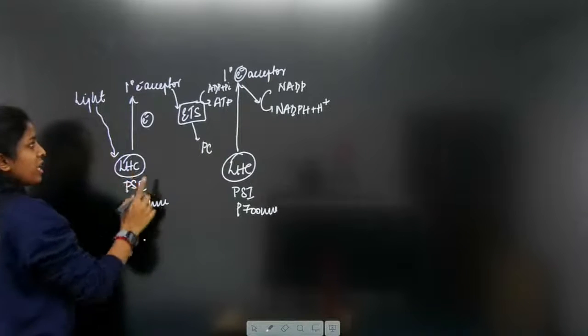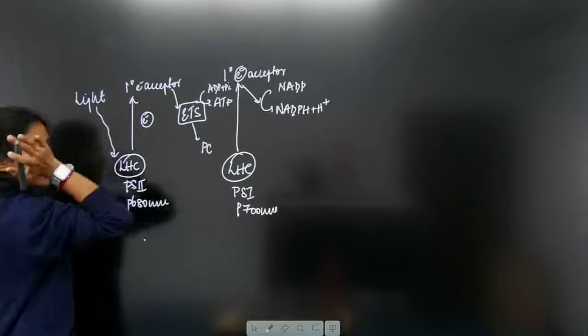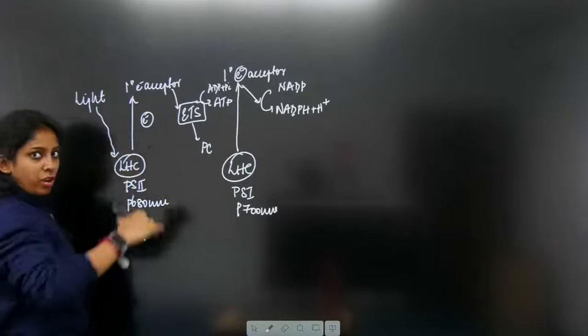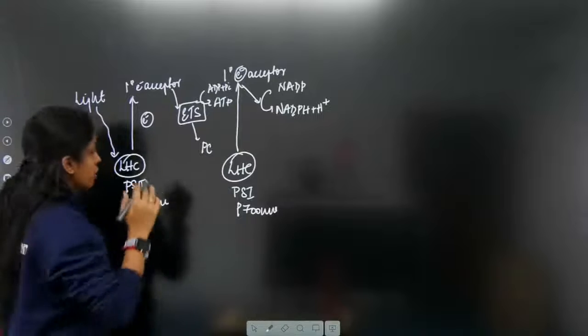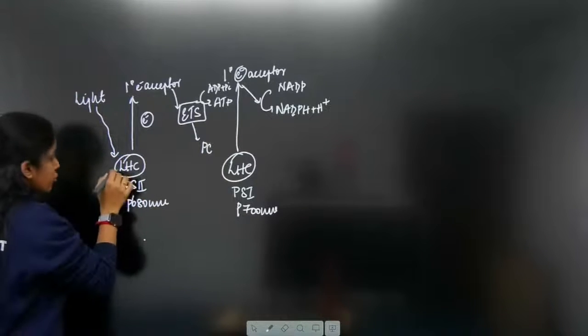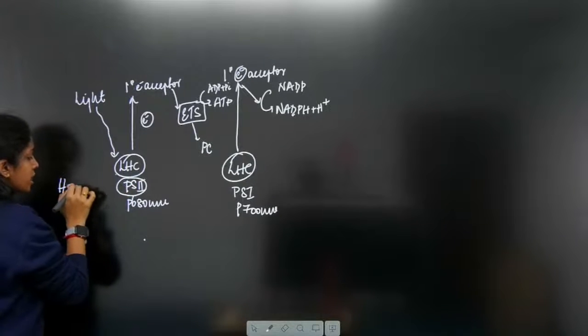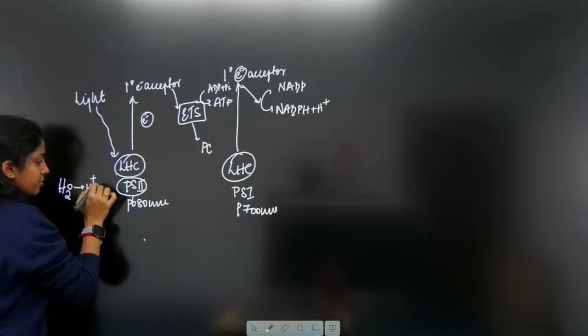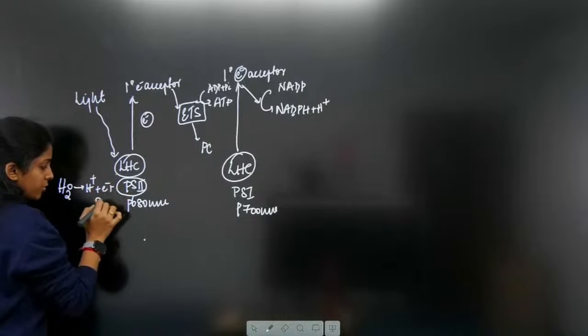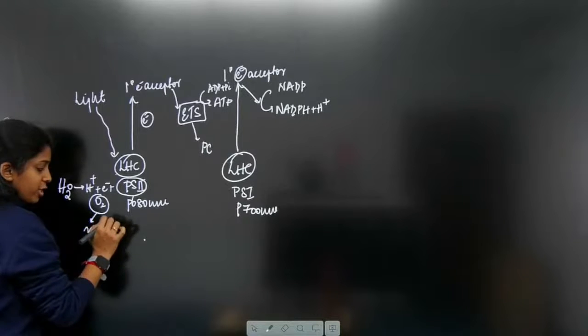So who replenishes the electrons? When light falls, all the electrons will be excited, but light is still falling, so I need to replace my stock. The stock is replaced by the splitting of water molecules. Here, associated with PS2, my water molecules split into H plus, electrons and oxygen. This oxygen moves into the mitochondria for the respiration process.